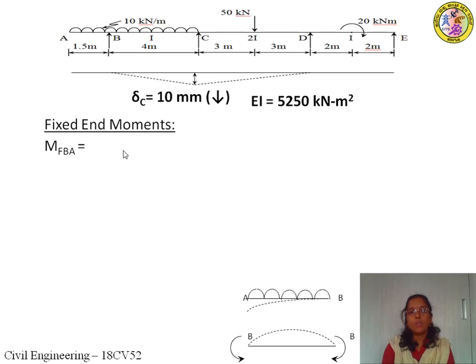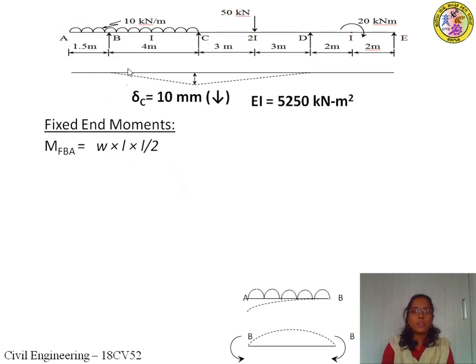The moment value at BA will be positive. So what is the magnitude of MBA? It is subjected to UDL, so intensity into length into half of its length. So W into L into L by 2. That is the equation to be used to find the moment MBA because of this overhanging portion.